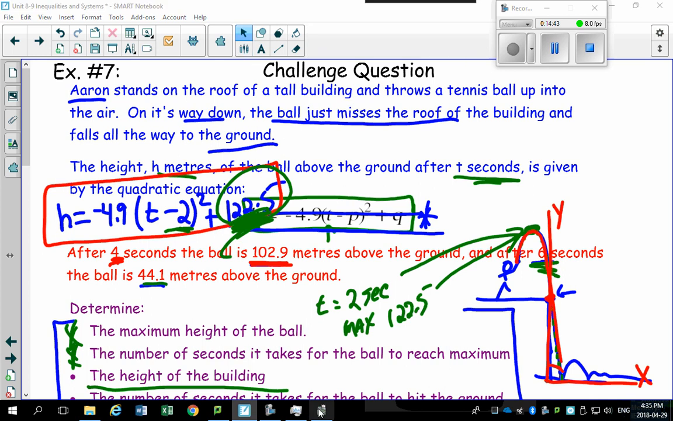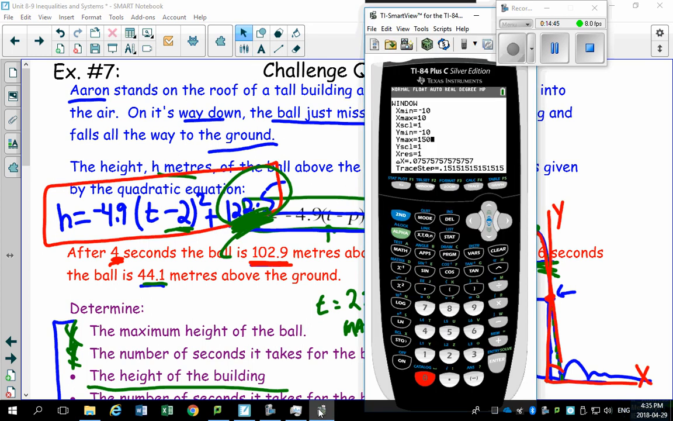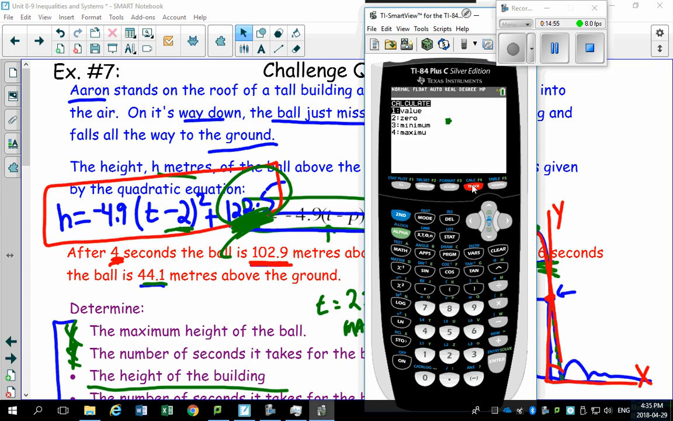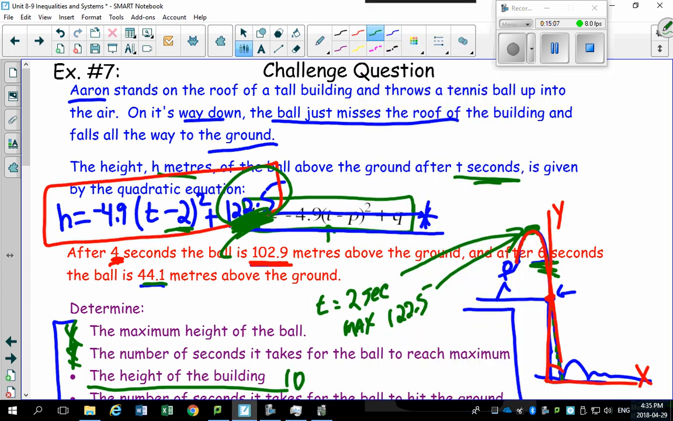Going back to my calculator, put this in there, I put the Y max, I hit graph, and this is what I'm going to get. Bada bing. I want to find the height of the building, which is that point, which I can do by going second calc, find me the value when x is 0, because it is a y-intercept. The height of the building is 102.9 meters tall. That's it, right there, beautiful.